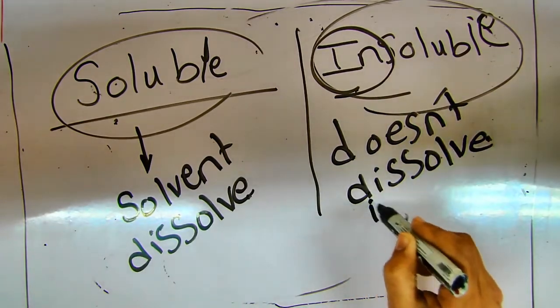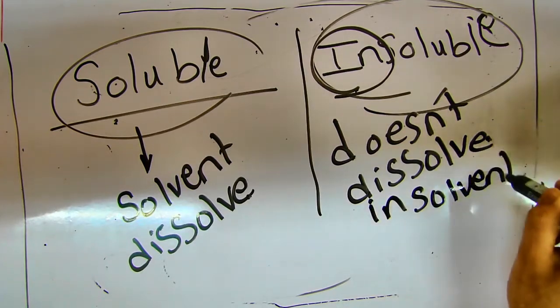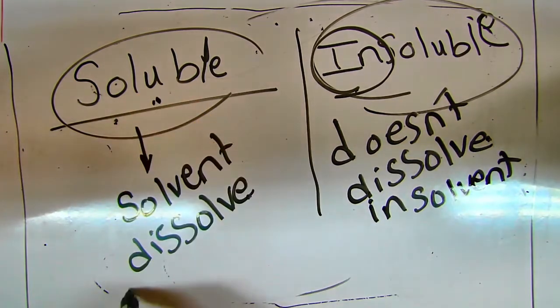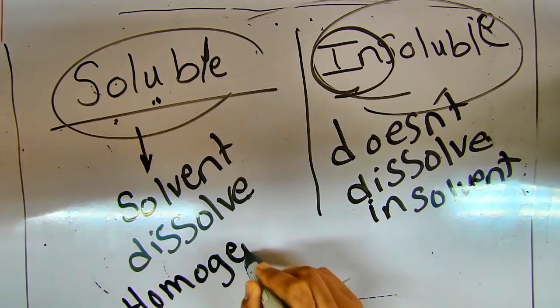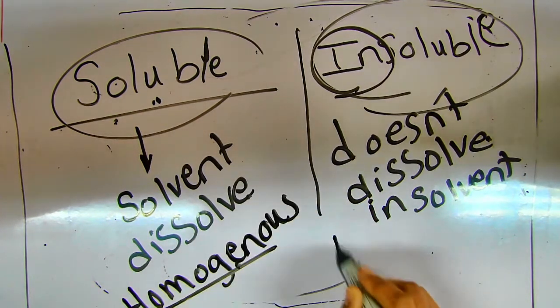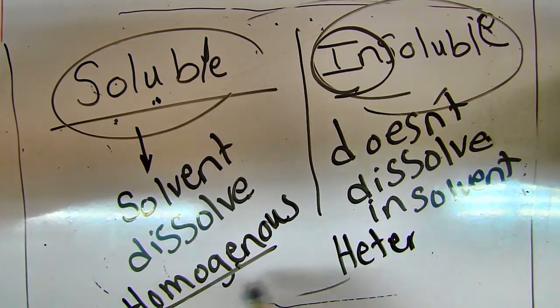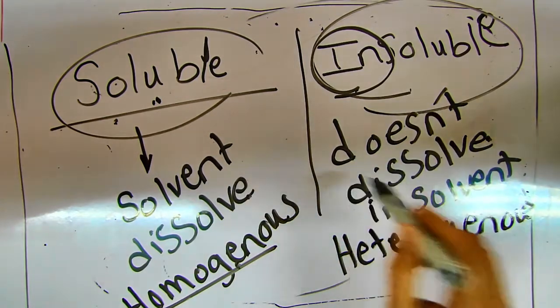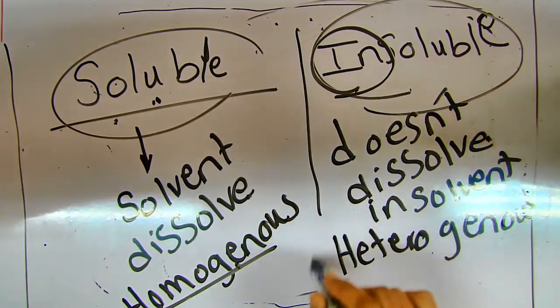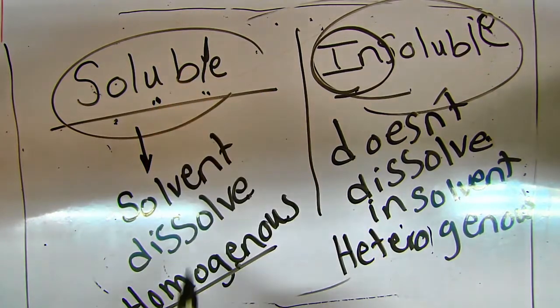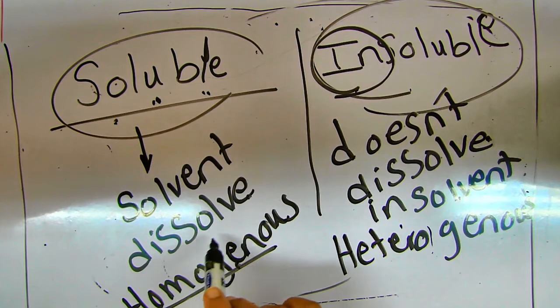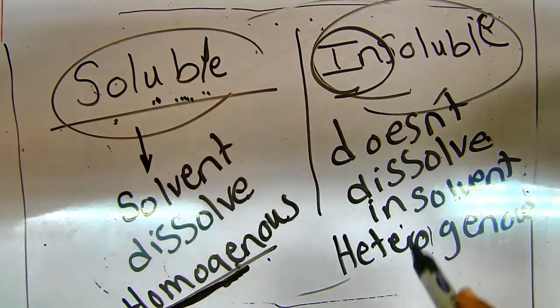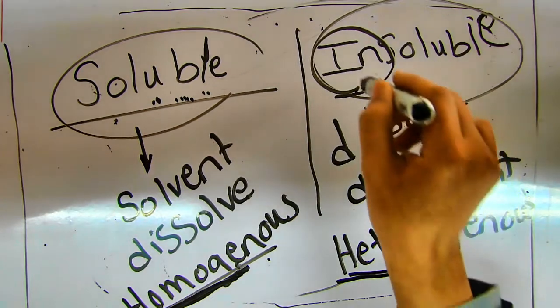In other words, we can say soluble meaning homogeneous, but this is heterogeneous. Again, insoluble, meaning doesn't dissolve in solvent, is called heterogeneous, but soluble, meaning it dissolves in solvent, is called homogeneous. When I ask you what's the meaning of homogeneous, it means soluble substance, but heterogeneous means insoluble substance.